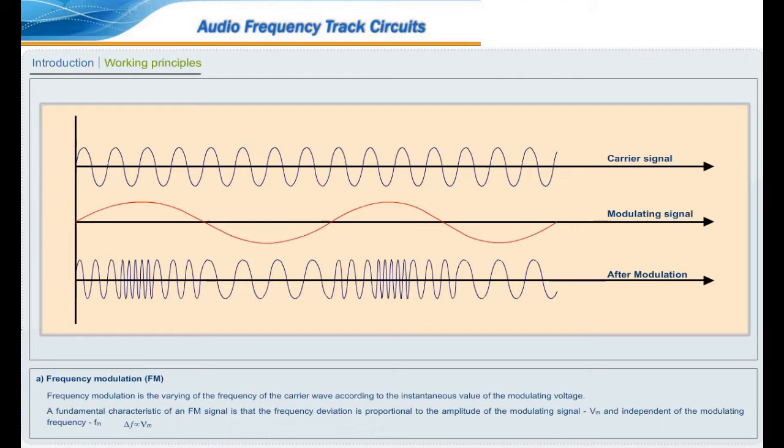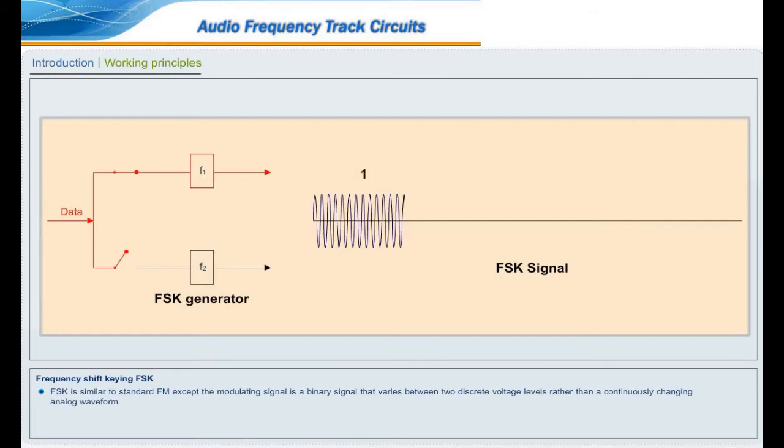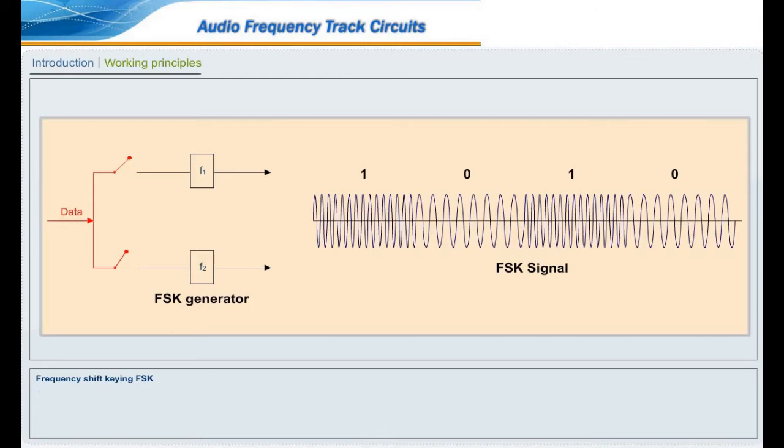AFTC working is based on modulation in frequency shift keying, FSK, or minimum shift keying, MSK. FSK is similar to standard FM except the modulating signal is a binary signal that varies between 2 discrete voltage levels rather than a continuously changing analog waveform. 2 different carrier frequencies are used and they are switched on and off by the binary signals. 1 on, 0 off. The 1 is called the mark frequency and the 0 is called the space frequency.